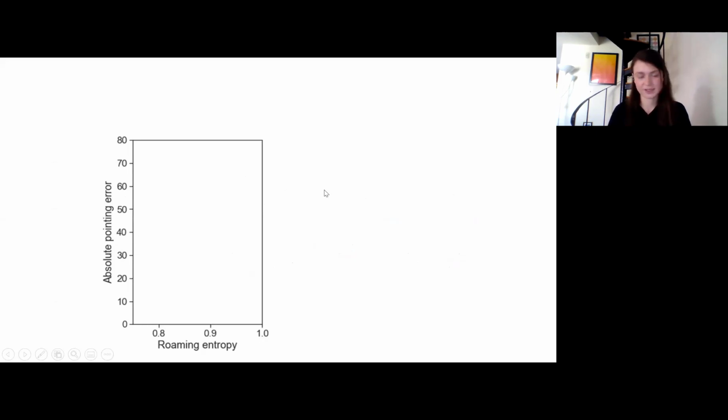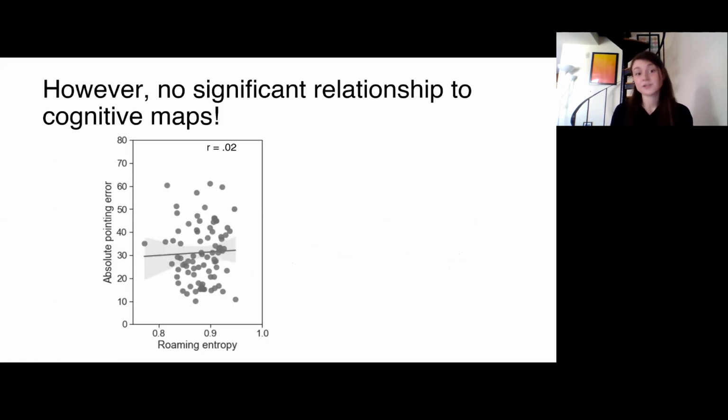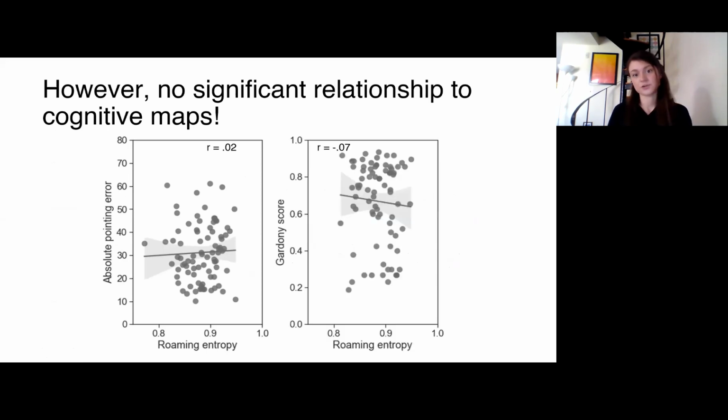So roaming entropy is now on the x-axis. And interestingly, we find absolutely no significant relationship to cognitive maps with roaming entropy, in neither the pointing error measure nor the Gardony score. So the amount of coverage of a particular environment doesn't seem to relate to the quality of cognitive maps.